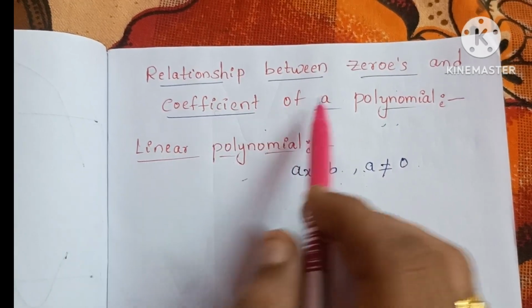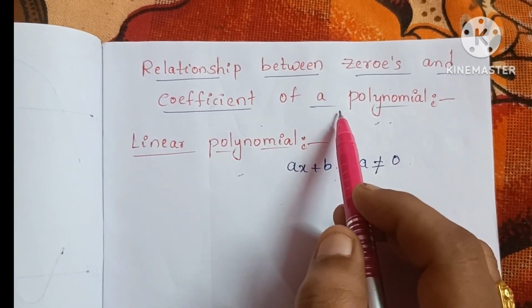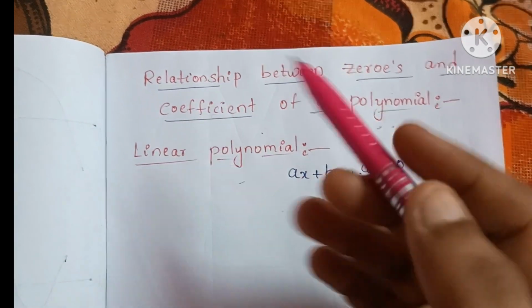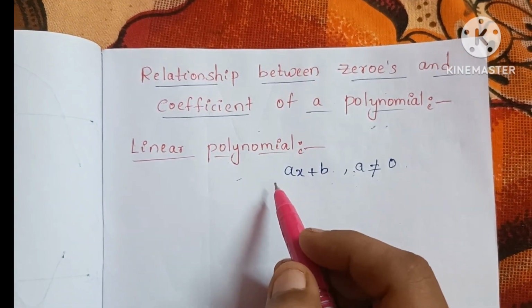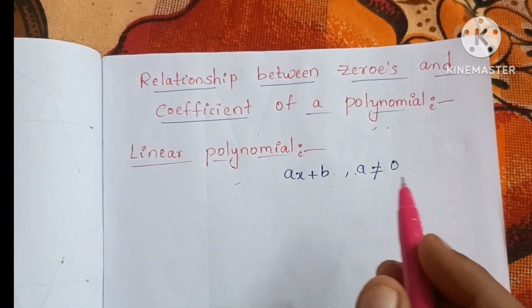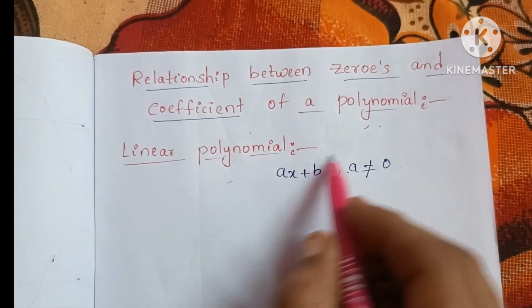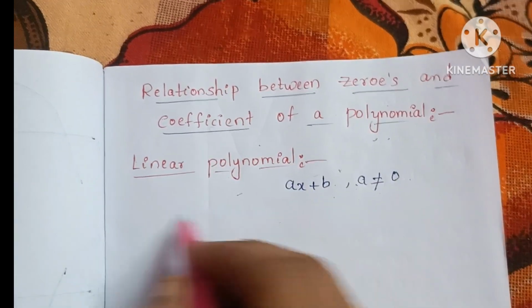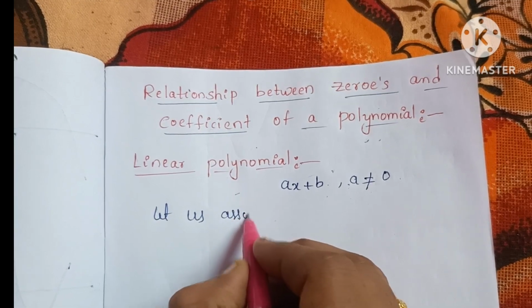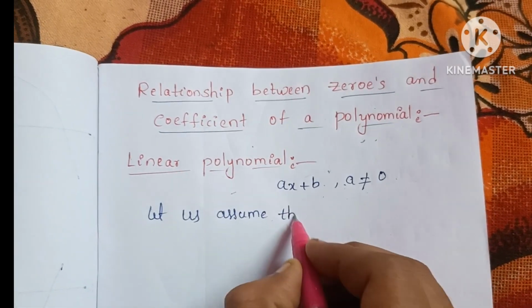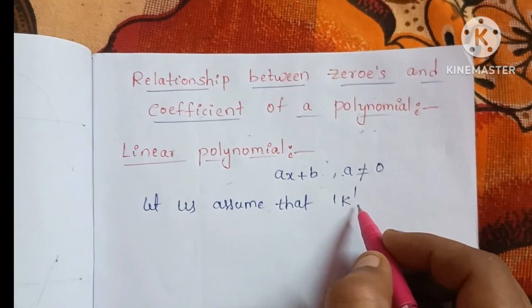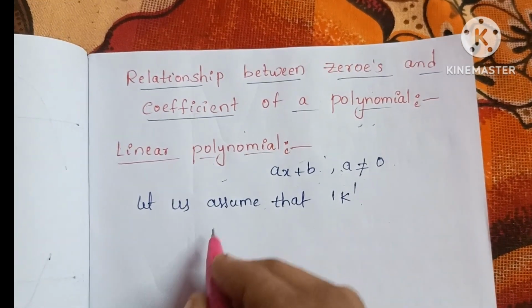We already know the zeros of the polynomial. What is the zero of a polynomial? The value that we substitute in the polynomial, which makes it equal to zero, is called the zero of the polynomial. Let us assume that k is the zero of the polynomial.